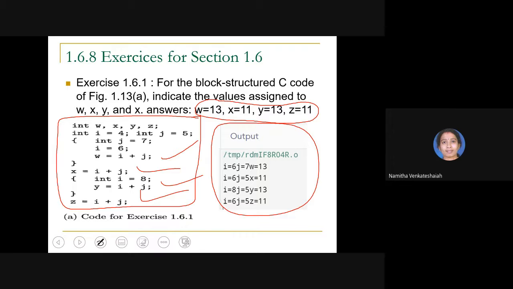Int i is equal to 4 is a declaration. Int j is equal to 5 is a declaration. So what happens here, we are starting with a block. Flower brackets mean a block. So this entire thing constitutes a block. In this first block, I am calculating w is equal to i plus j. Which i value will it take? You have i value 4 here, you have i value 6 here. It should take the recently updated value, that is 6. So 6 is taken for the calculation of w for i.